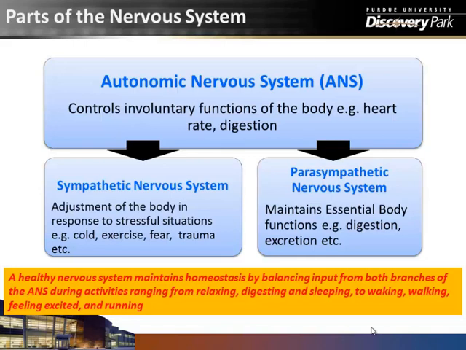Now, for electrical engineers, I like to make the analogy of a temperature controller where you have a heating portion and a cooling portion, and the job of the controller is to get inputs from both of them to maintain a temperature. Likewise, a healthy nervous system maintains homeostasis by balancing inputs from both of these branches of the autonomic nervous system during different kinds of activities, ranging from relaxation to walking, and exercise, etc.